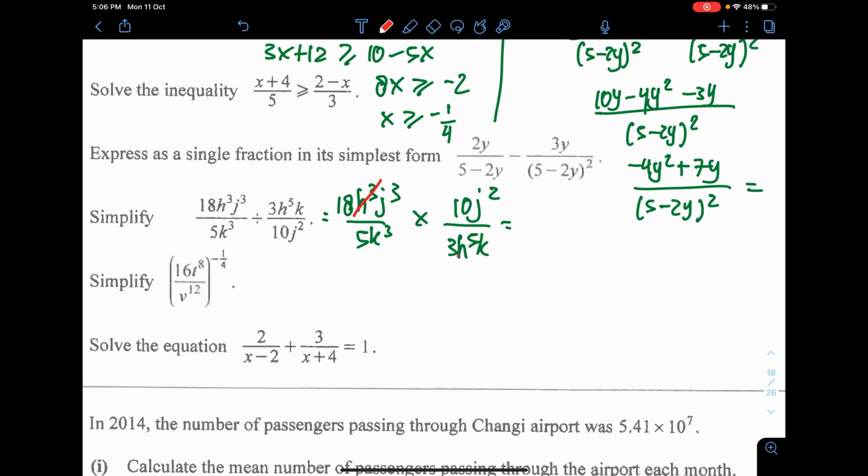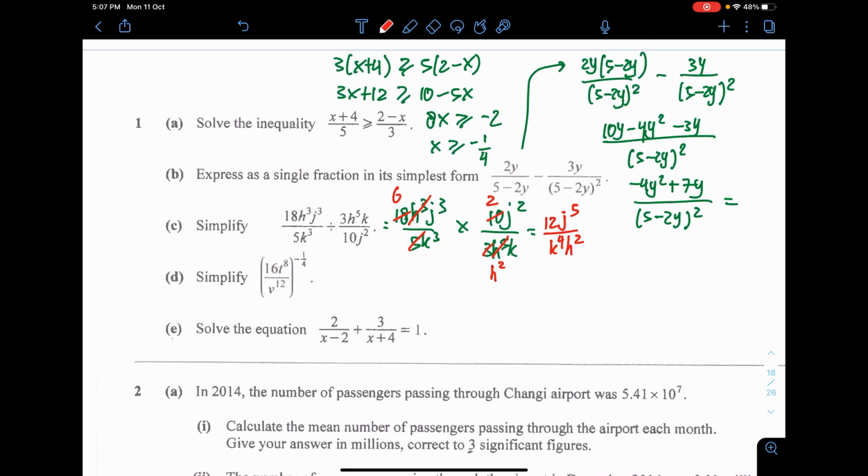h cubed and h^5 becomes h squared. 5 and 10 becomes a 2. 3 and the 18 becomes a 6. I don't see anything else. So 6 times 2 is 12. j cubed times j squared becomes j^5. And then k cubed times k is k^4. And then don't forget the h squared. Alright, that should be the answer.